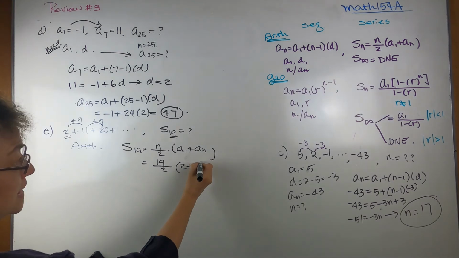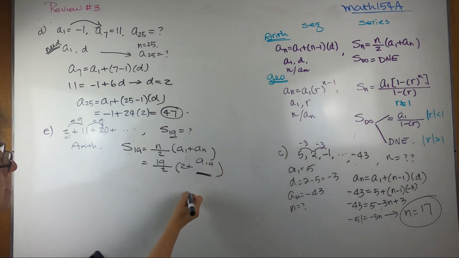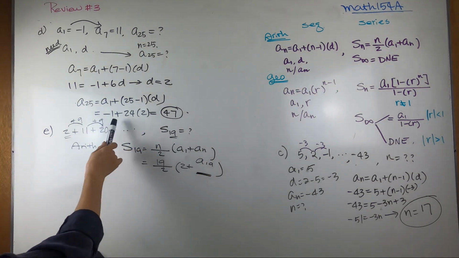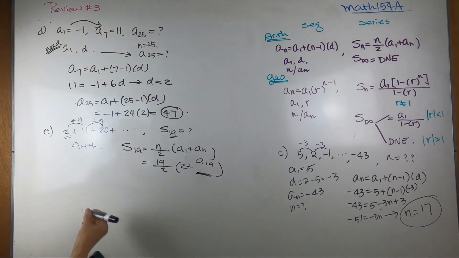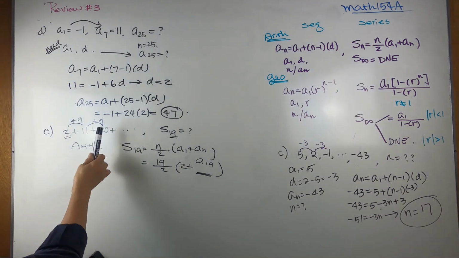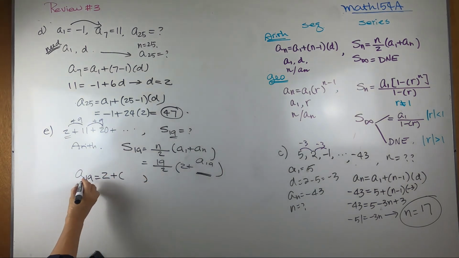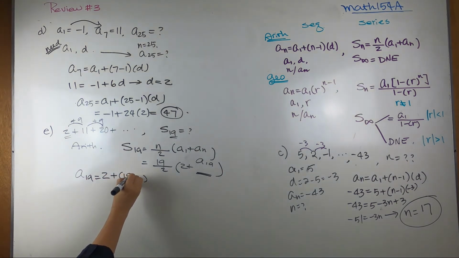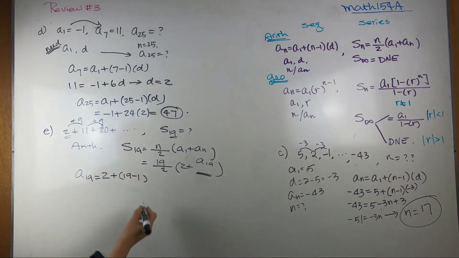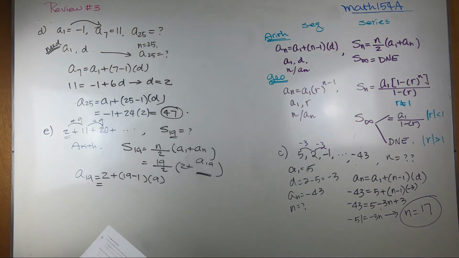So we need to find the a19 here. Do we have a19? Not yet. So how do we find the a19? a19 would be a1 plus (n minus 1) d. 19 minus 1, 18 positions away from the first one by the d, right? Which is 9. So you multiply them.